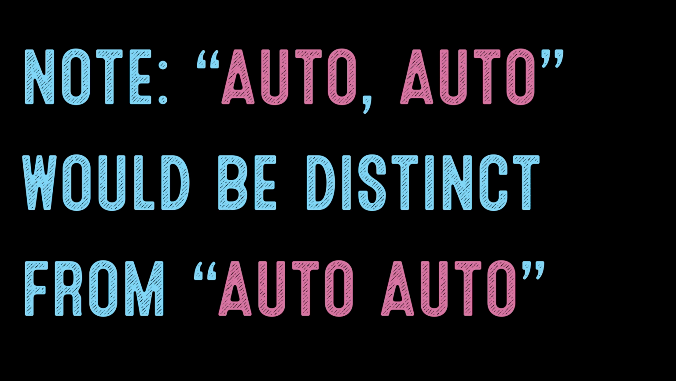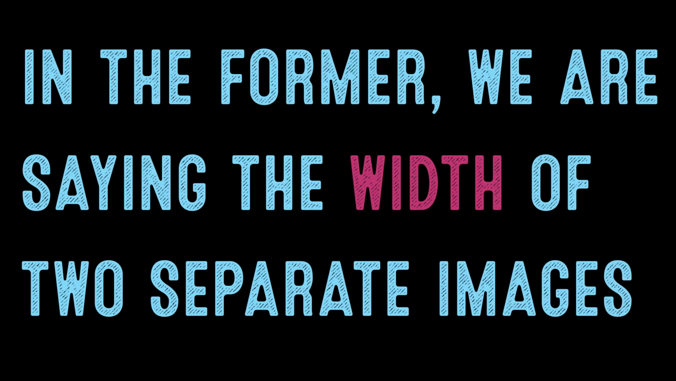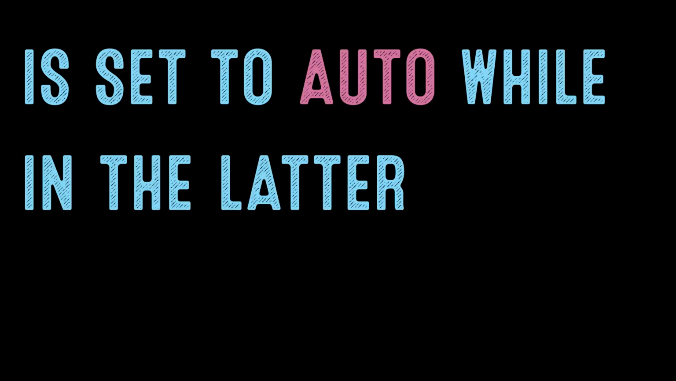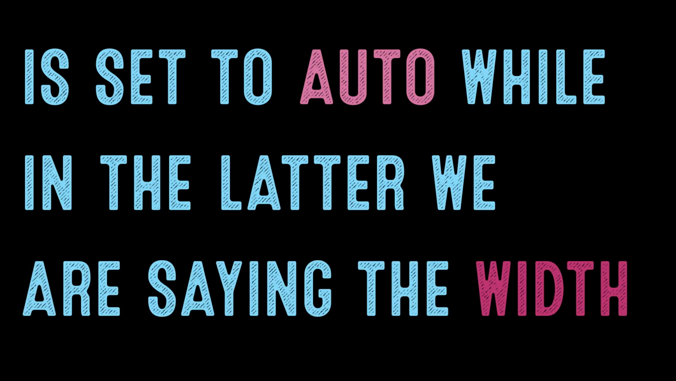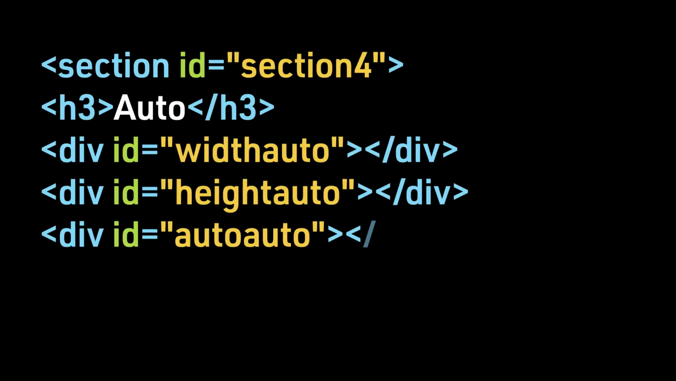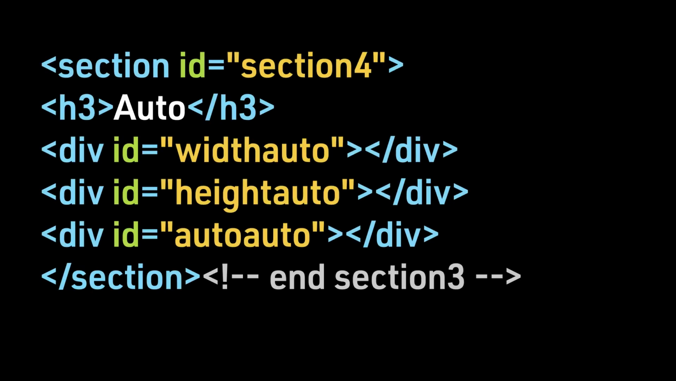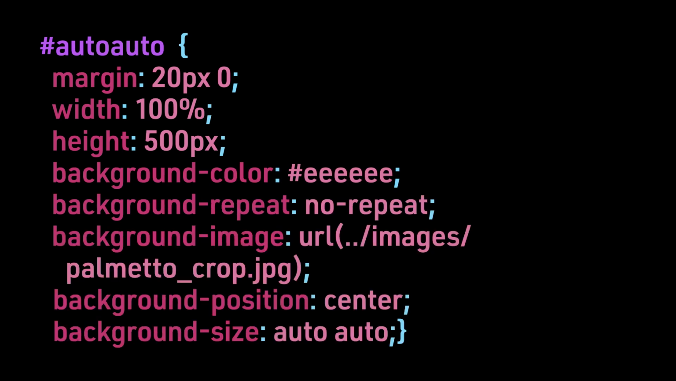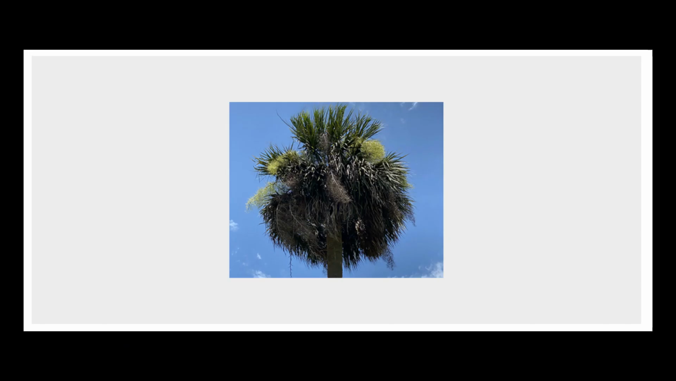Note, auto comma auto would be distinct from auto. In the former, we are saying the width of two separate images is set to auto, while in the latter, we are saying the width and height of one image are set to auto. This is an HTML for an example using auto, and the CSS. And finally, the visual result.